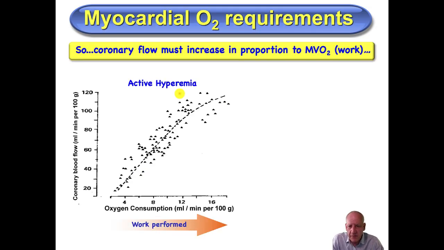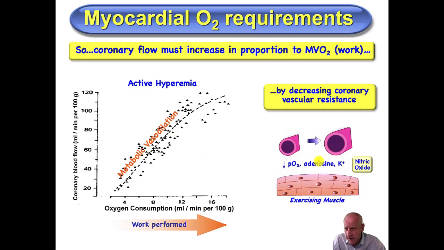Remember the phenomenon of active hyperemia. As the heart works harder and consumes more oxygen, coronary blood flow rises to meet that demand. And this occurs in large measure through a reduction in coronary vascular resistance. Local metabolites play a big role in this, particularly hypoxia and the ATP breakdown product adenosine. Nitric oxide, released by the vascular endothelium, appears to play an important role in coronary vasodilation.